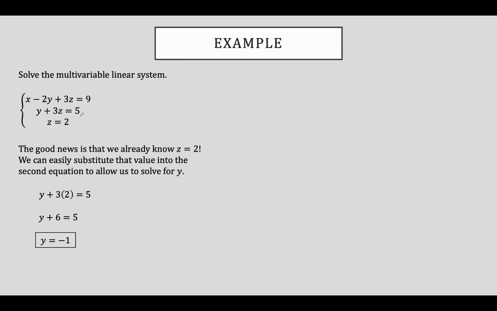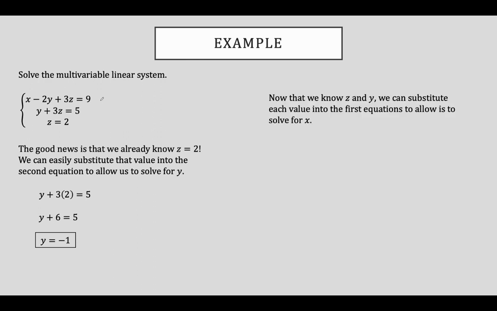Now that we have y and z, we can solve for our final variable x, and we can do so by back substituting in our values for y and z in this first equation here. Okay, back substitution to solve for x. This gives us x minus 2 times negative 1 plus 3 times 2 is equal to 9. Well, negative 2 times negative 1, that's going to become x plus 2 plus 6 is equal to 9. 2 plus 6 is 8. So if we subtract 8 from both sides of the equation, we get x is equal to 1.